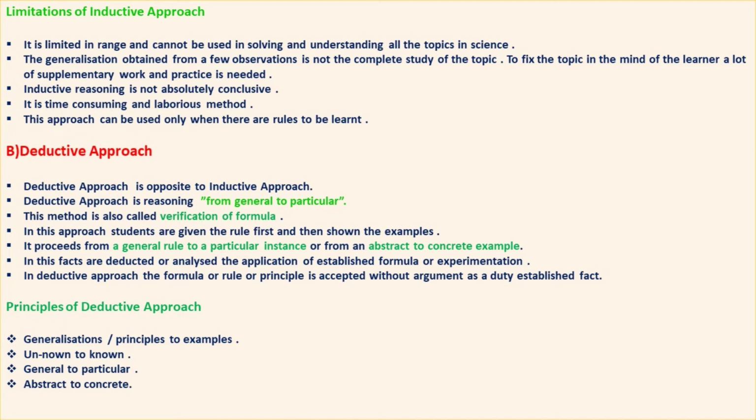In this approach, the students are given the rule first and then shown the examples. It proceeds from general rule to a particular instance or from an abstract concept to concrete example. In this, facts are deduced or analyzed by the application of established formulas or experimentation. In deductive approach, the formula or rule or principle is accepted without argument as a duly established fact.